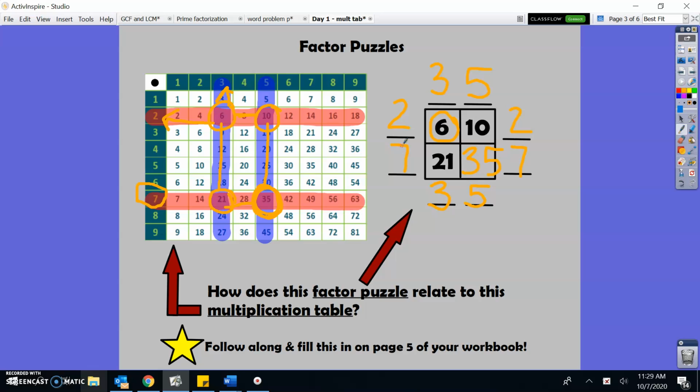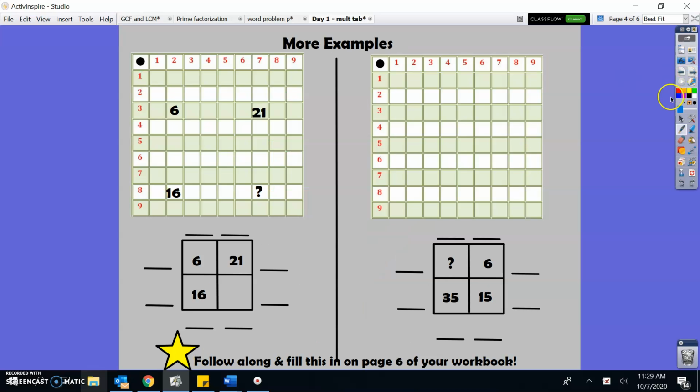So if you need to take a second to fill all of that information in, I would pause the video, fill it out, and then continue watching. Now, you might be feeling a little bit overwhelmed, a little bit confused, okay? And that's all right. We're going to practice a little bit more here.